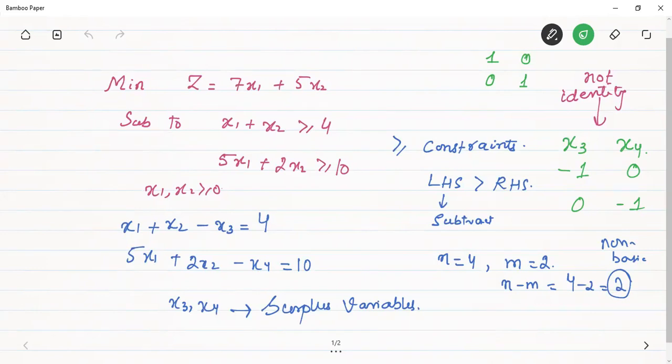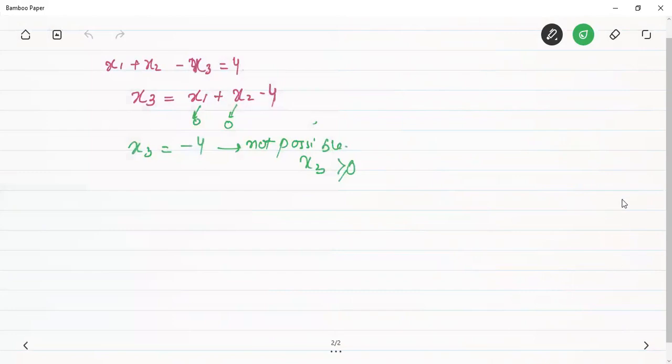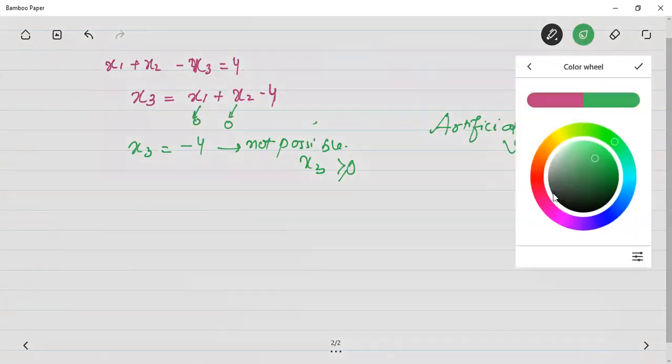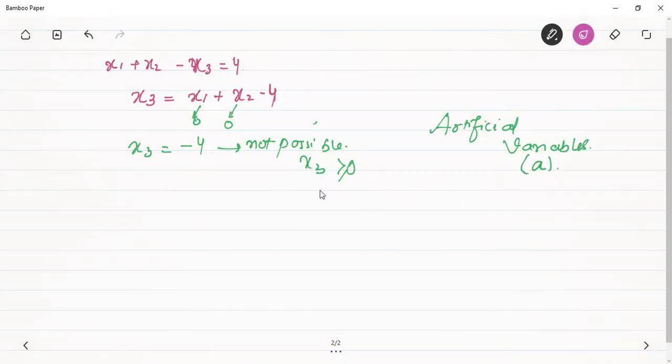So what we have to do is add some other variables, and those variables which we are adding are known as the artificial variables. The variables which we are adding are the artificial variables and they are denoted by small a. So let me add the artificial variables and see what I get.